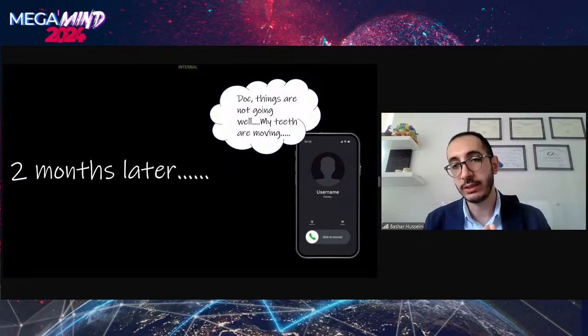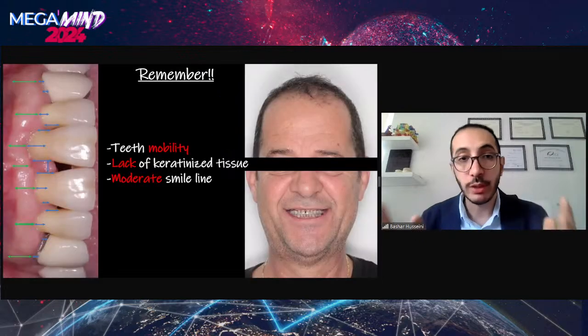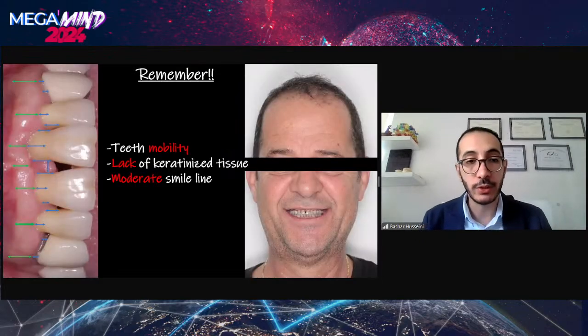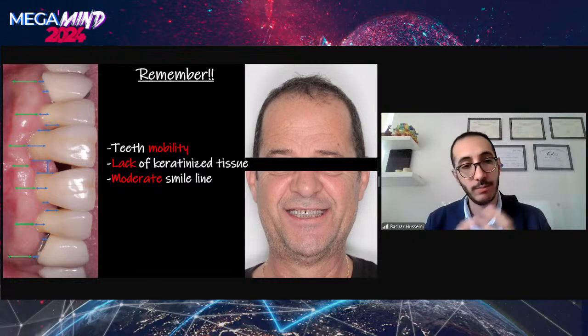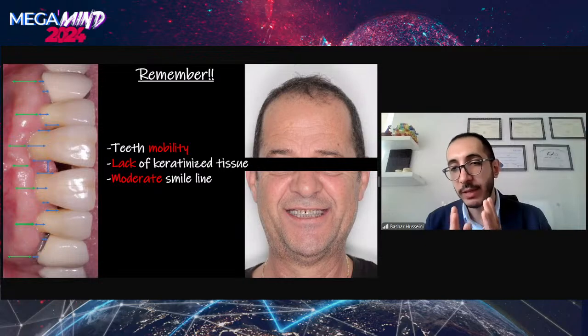Let's go for implants. Before jumping to implants, I must remember that we have teeth mobility, which means bone loss, lack of keratinized tissue, which means my implants will not be 100% safe, and a moderate smile line. It's a complex case. How should I treat this case?